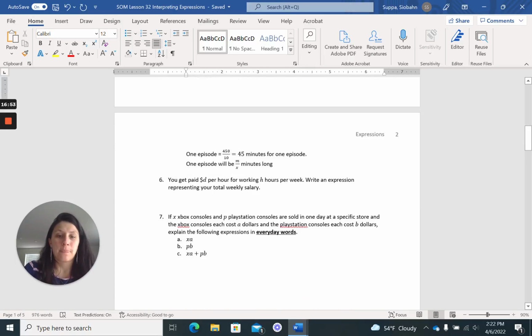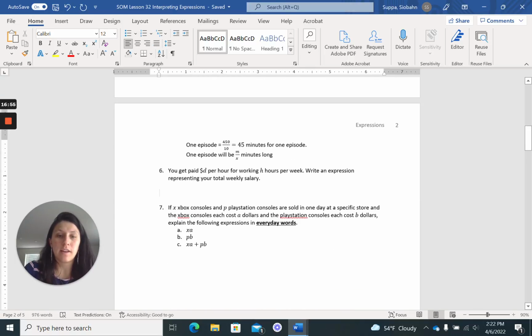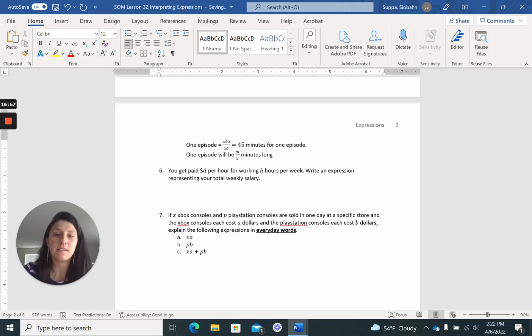Okay. All right, so try number 6. You get paid D dollars per hour for working H hours per week. Write an expression representing your total weekly salary. You can try using my strategy of just making an assumption about what D and H represent and then thinking about what that means in terms of this context. Or if you don't need to do that, then you can just think about what would be the correct expression to represent your total weekly salary. So pause your video and try that now.